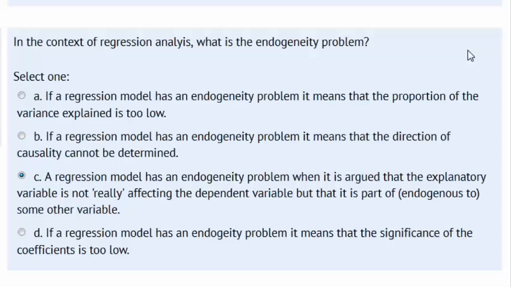A regression model has an endogeneity problem when it is argued that the explanatory variable is not really affecting the dependent variable, but that it is part of, endogenous to, some other variable. And as I'll show you later, this set of 4 options is randomly shuffled. So if a student happens to be sitting next to somebody they feel is very bright or hardworking, and they are tempted to copy the screen to select the same radio button, the shuffling of the options will make that harder because the same answer is not on the same part of the screen.